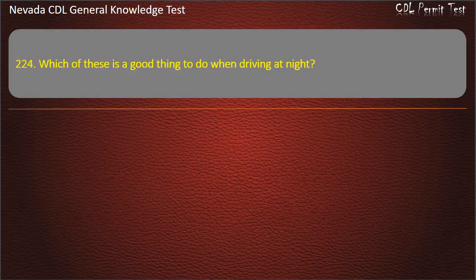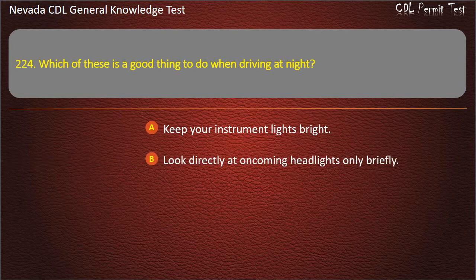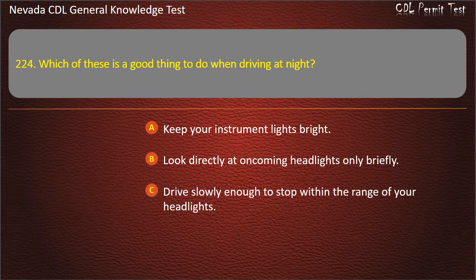Question 224. Which of these is a good thing to do when driving at night? Keep your instrument lights bright. Look directly at oncoming headlights only briefly. Drive slowly enough to stop within the range of your headlights. Answer. Drive slowly enough to stop within the range of your headlights.